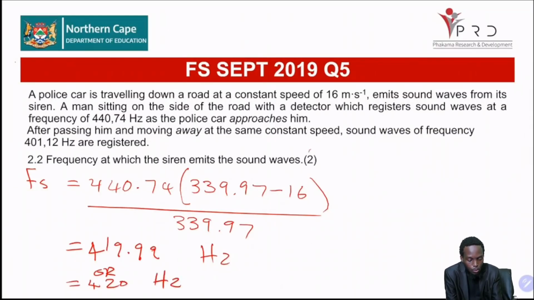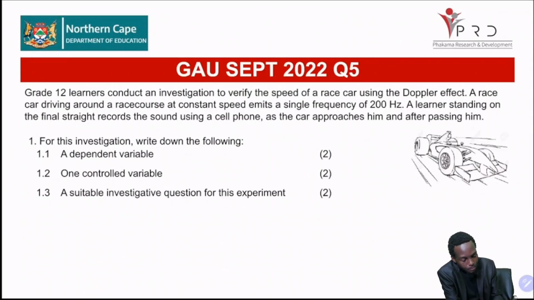This is why this is just 2 marks. So it's not complicated. It's just a 2-step question, and then you get your answer. Okay, let's move. Okay, grade 12s.